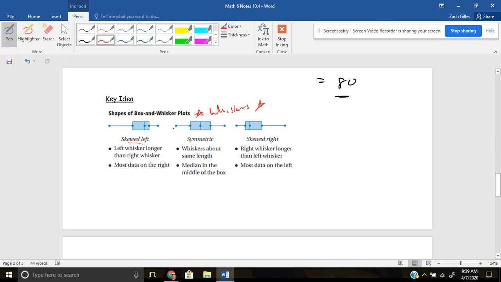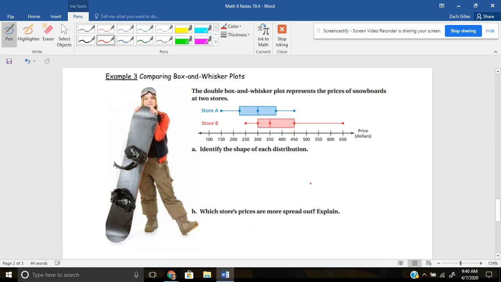Symmetric, again, means it's a mirror image of each other at the median. The median's in the middle of the box, and the whiskers are about the same length. And in this one, my whisker is bigger on the right, so I would say it's skewed right, which means most of my data is on the left. Okay, so let's use that for example 3.